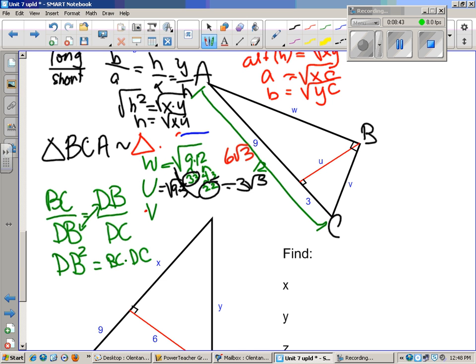And V would be the square root of, or the geometric mean of 3 and 12. Good. That's 4 and 3, 2 and 2. So we got 2 pairs, so it's just 6. Does that make sense? Yeah?